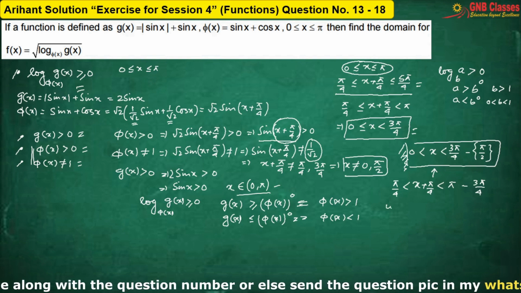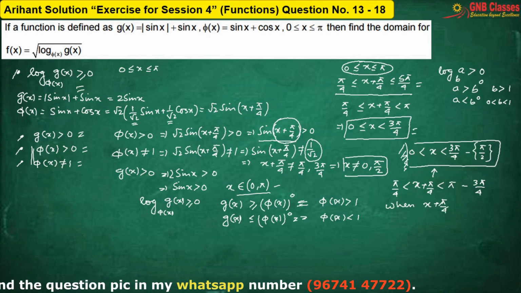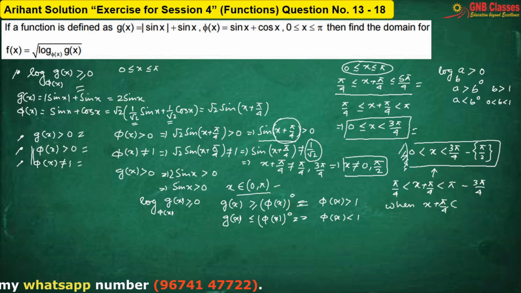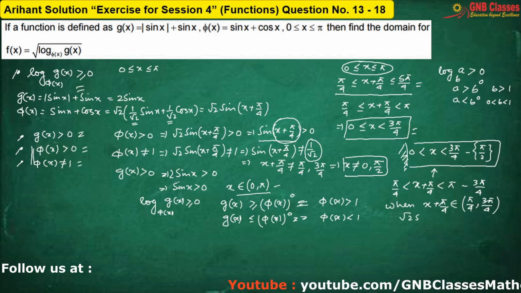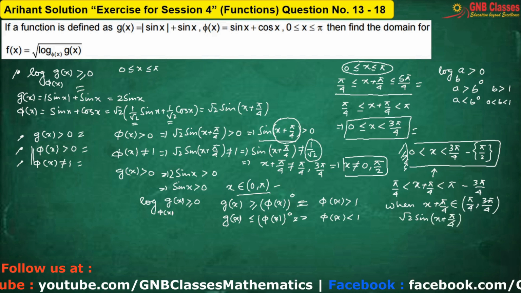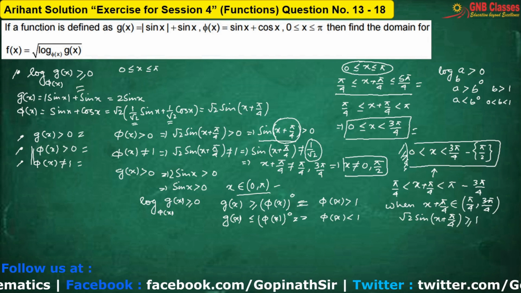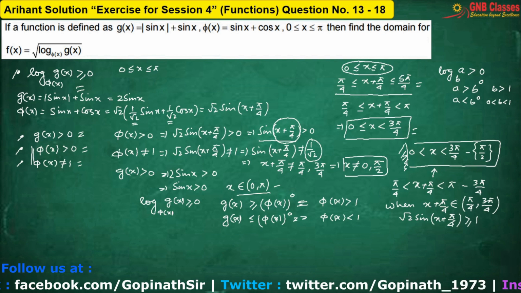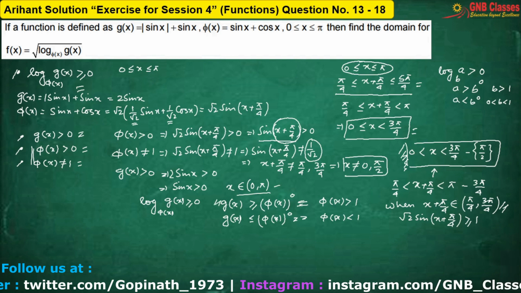Now when x plus pi by 4 is lying between pi by 4 and 3 pi by 4, look at it very carefully. In that case, root 2 sin(x plus pi by 4) will be greater than or equal to 1. Yes or no? Is it clear? So in that case, within this range, this condition will be satisfied.